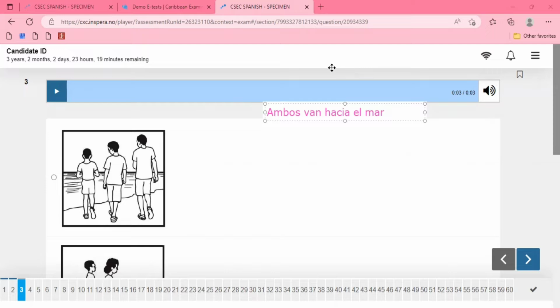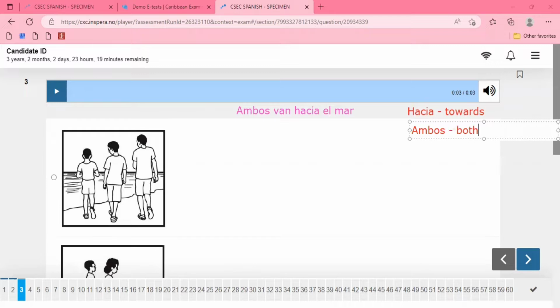So we heard "ambos van hacia el mar." Keyword in this sentence is "hacia," which is towards. Right? "Ambos" is the Spanish word for both. So let me put that as well. So we're looking for 2 persons who are walking towards the sea.